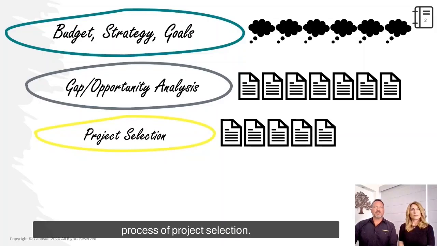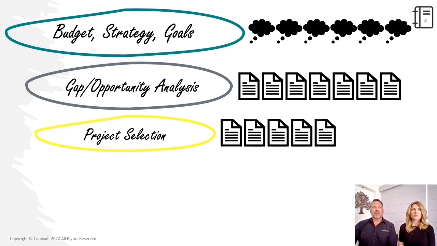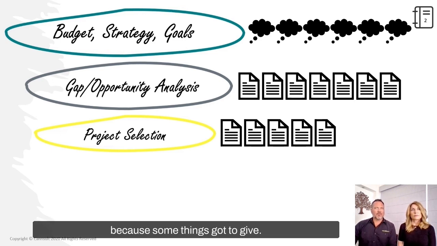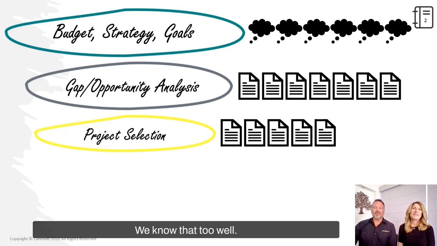During the process of project selection, if it's done well, additional work is done to prioritize the projects and the list becomes more manageable. This is usually a hard task because some things gotta give. We know that too well. We always think that we can do more than what we really can. So hard decisions have to be made, and not everything can be tackled at the same time.